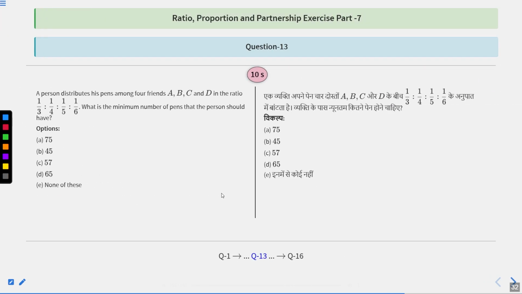Next one. A person distributed his pens among 4 friends A, B, C and D in the ratio 1/3, 1/4, 1/5, 1/6. What is the minimum number of pens that the person should have? You have 5 options and 10 seconds to analyze the question.